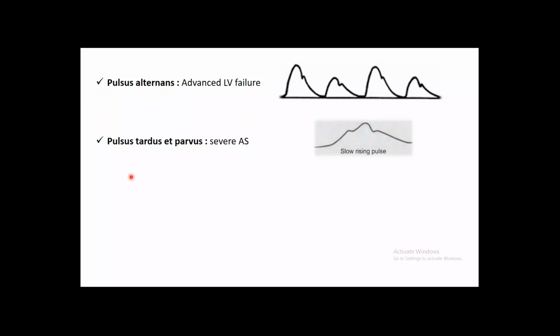The second pulse character that's seen in patients with severe aortic stenosis is a slow rising, small volume pulse. This is caused by obstruction of the flow of blood outside the heart, by a valvular lesion at the gate of the heart, which is the aorta. So this is seen in patients with severe aortic stenosis, called pulsus tardus et parvus.